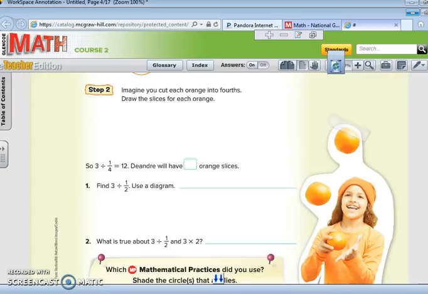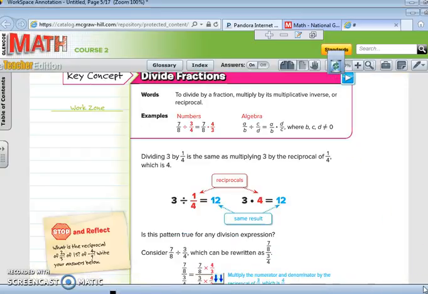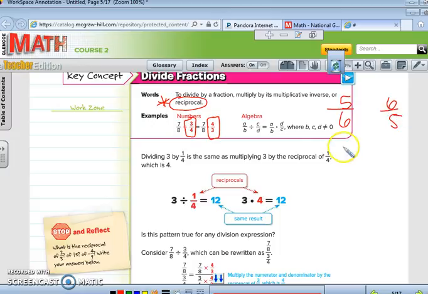Go ahead and flip your page, and on the following page, page 328, if you read, it says to divide by a fraction, multiply by its multiplicative inverse or reciprocal. So one word that I want you to be familiar with is reciprocal. You might want to put a star next to it. A reciprocal basically is when you're flipping a fraction upside down. So it shows you here the reciprocal of 3/4 is 4/3. If I had 5/6, the reciprocal is 6/5. If I had 7/8, the reciprocal is 8/7. If I had an improper fraction of 10/5, the reciprocal is 5/10, and so on.